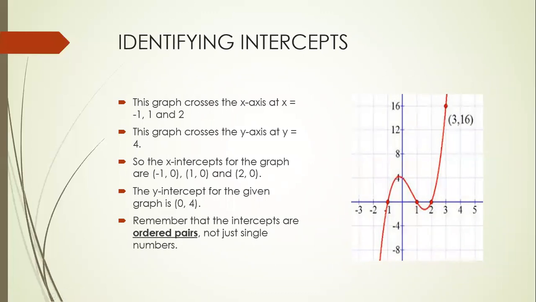First, let's take that idea and identify some intercepts. Where are the x-intercepts? Well, the x-intercepts are here, here, and here. This is the x-axis. This is our line. It crosses the x-axis at -1, +1, and 2. So our x-intercepts are (-1, 0), (1, 0), and (2, 0).